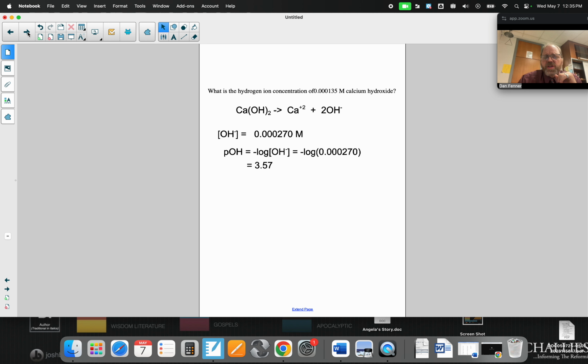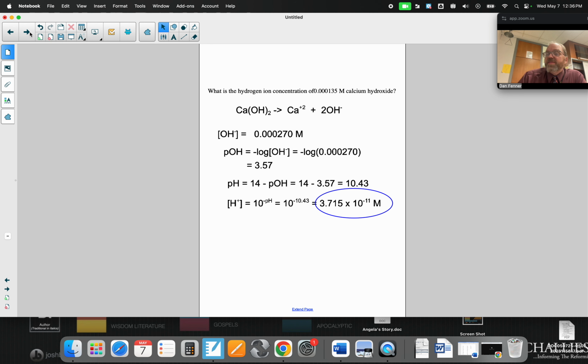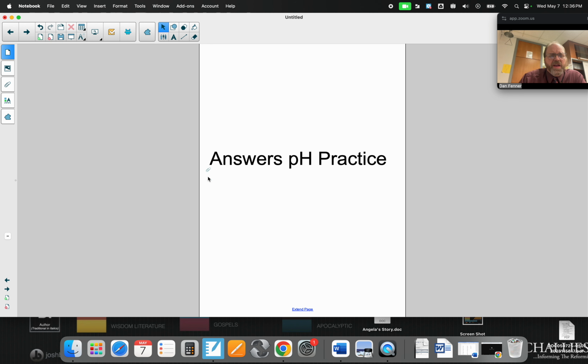All right, now I want hydrogen ion. That's what I'm looking for. So that's going to be 10 raised to the minus pH. So that's 10 raised to the minus 10.43. So take your calculator, shift log, gives you 10 raised to the minus 10.43. I have 4 sig figs. I get 3.715 times 10 to the minus 11th on my calculator. That is a concentration, so remember, that's molar. That's my answer.